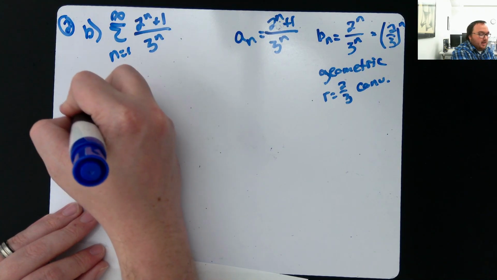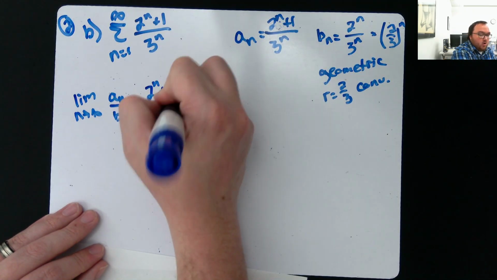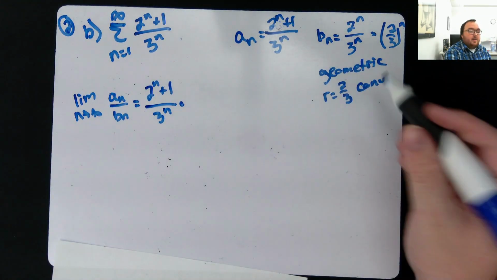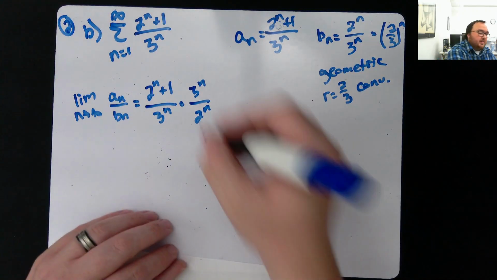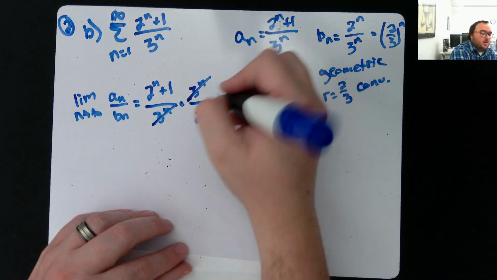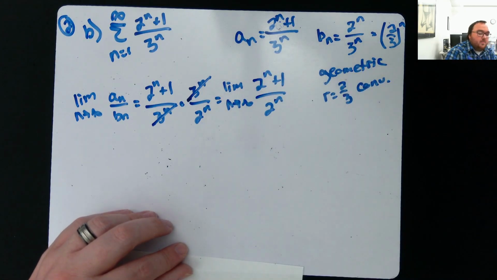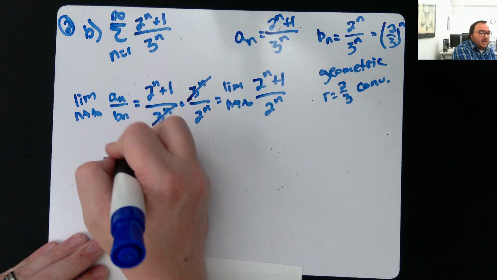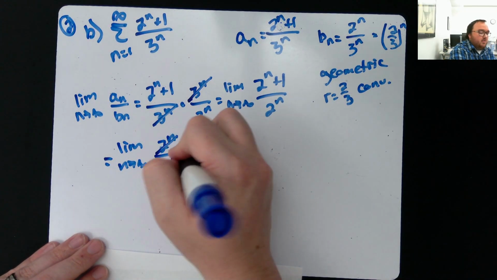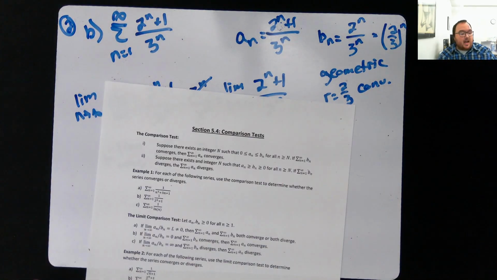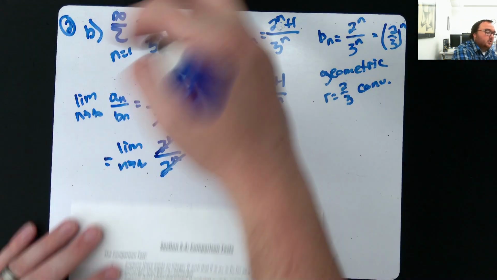So now let's do the limit again of a_n over b_n. a_n is 2 to the n plus 1 over 3 to the n, times, flip this one over, 3 to the n over 2 to the n. These cancel out, that's really nice. So then we just have the limit as n goes to infinity of 2 to the n plus 1 over 2 to the n. The largest term on top is 2 to the n, and the largest term on the bottom is also 2 to the n. They cancel out and give me 1. So since I got a value, they are going to do the same thing. Since this one converges, so does this one.